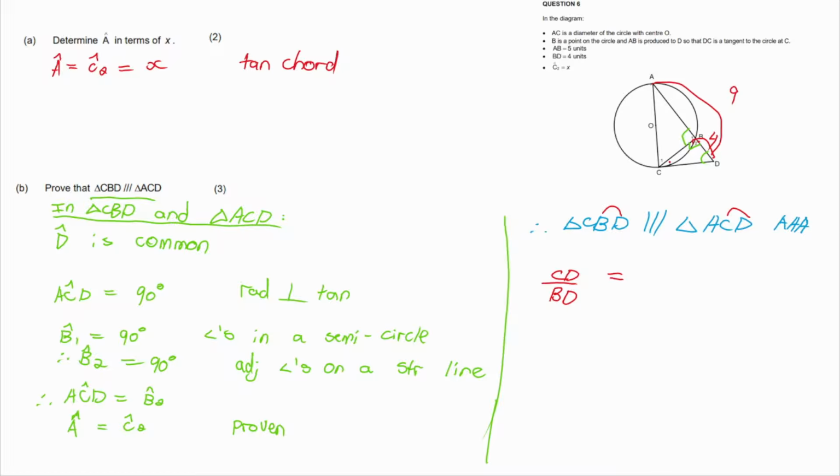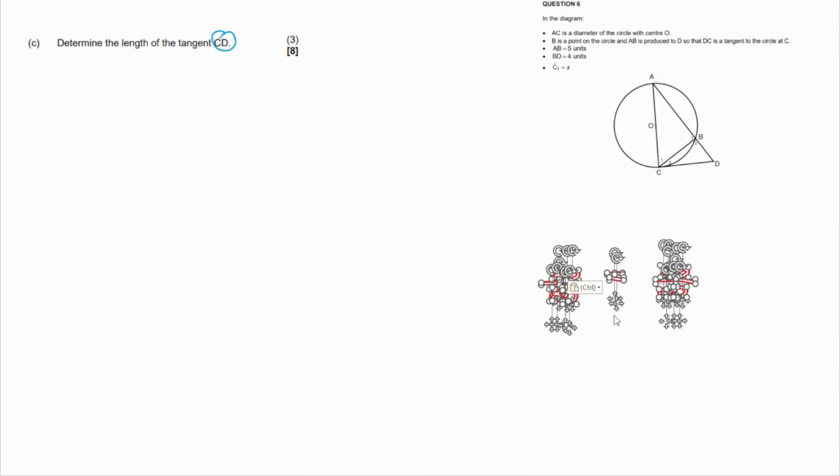Do we know AC? We don't know the length of AC. So let's try something we do know. We do know the length of AD. So what we're going to do is say AD over CD, because we know AD and we're trying to find CD. That's fine because this is our only unknown, CD. So this shouldn't be here. I'm going to move this across to where we need it, over here.